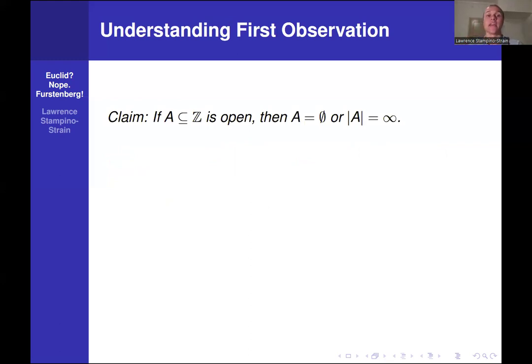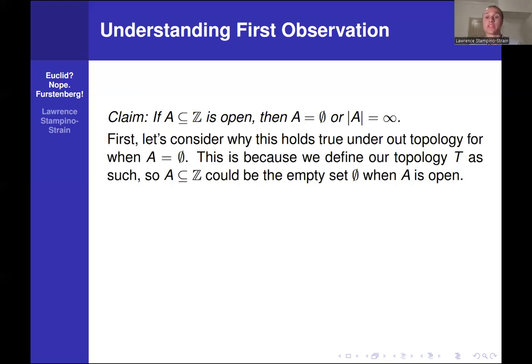So our claim is that if A, a subset of the integers, is open, then A is either the empty set or the cardinality of A is infinite. First, let's consider why this holds true under our topology for when A is the empty set. This is because we define our topology as such. A could be the empty set when A is open, right? We say that our topology T includes the empty set, and we say that the empty set is open. So if A is open, then A could be the empty set.